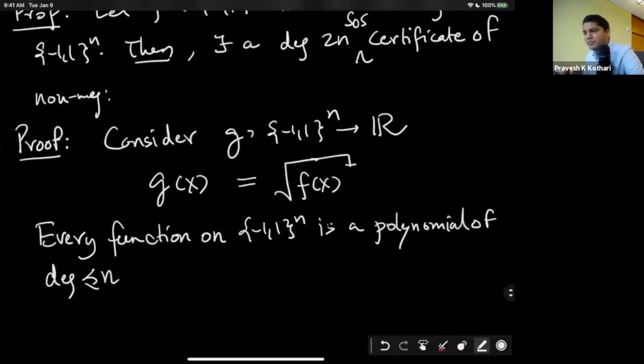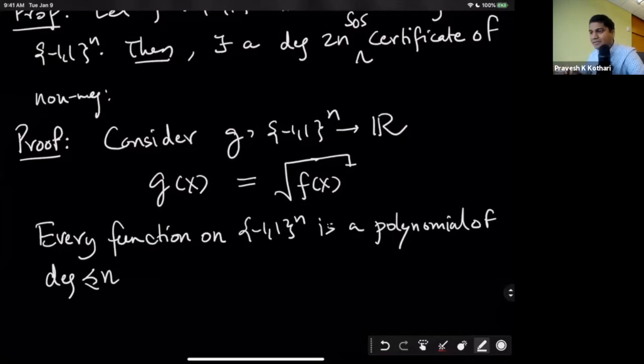Why is this true? Well, this again follows from uniqueness of multilinear representation that we used in the previous proposition. The multilinear representation, precisely because of being multilinear, cannot have a monomial of degree bigger than n. And so, the same fact that we used in the previous proposition and which you will prove on a homework shows that every function is a polynomial. Every function on the Boolean hypercube is a polynomial of degree at most n.